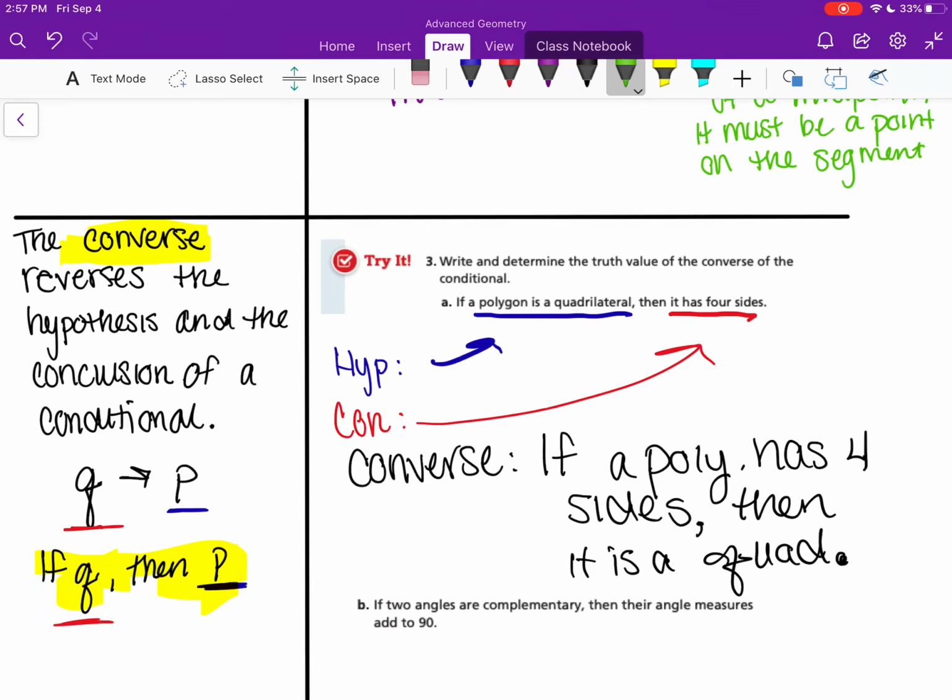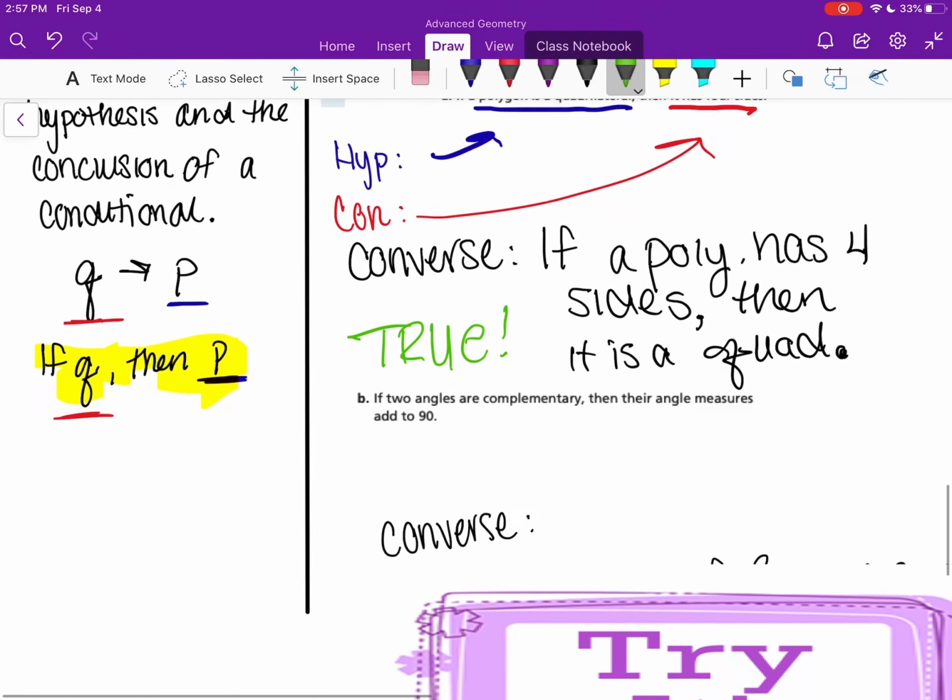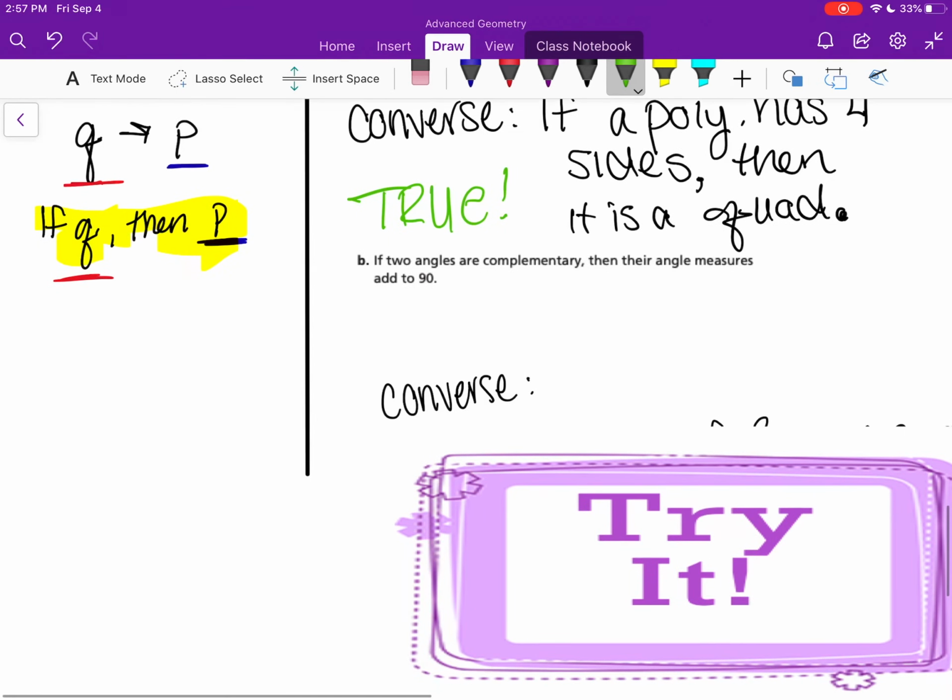Now let's read that converse statement. If a polygon has four sides, then it is a quadrilateral. Is that true? Yes, and we just kind of reviewed that accidentally above, that a quadrilateral is just a shape with four sides. So this one works either way. Try it with part B. Flip it around. If two angles are complementary, then their angle measures add to be 90 degrees.